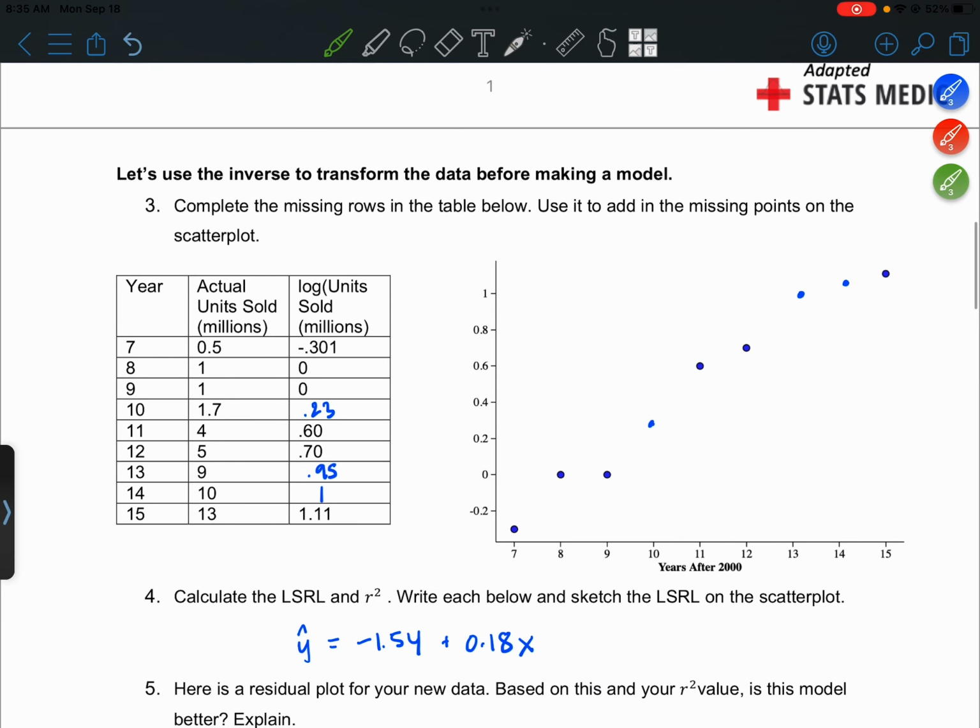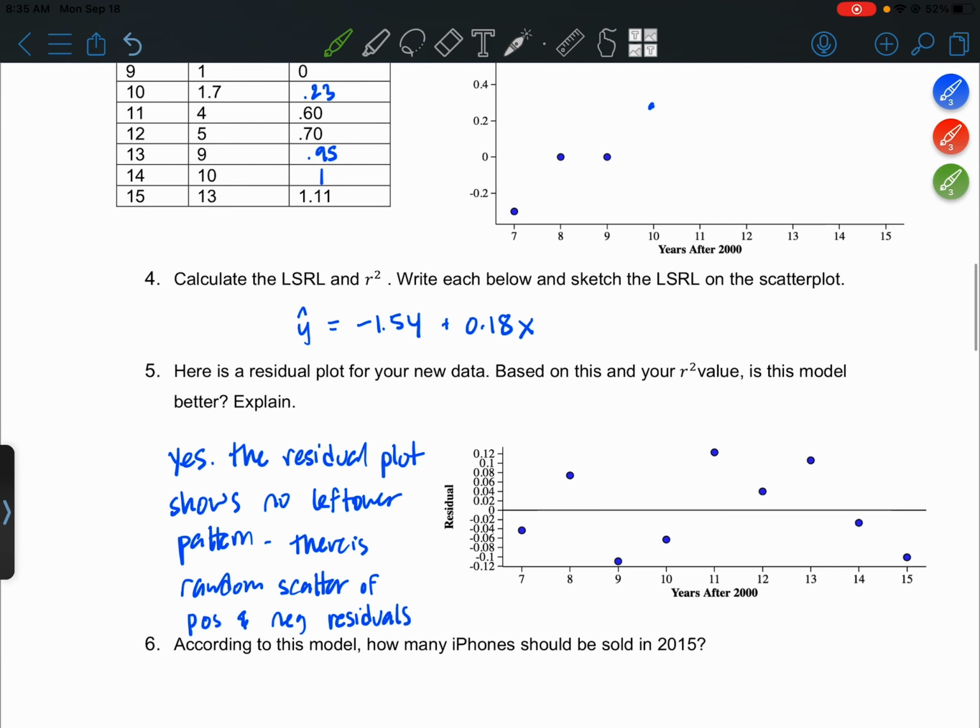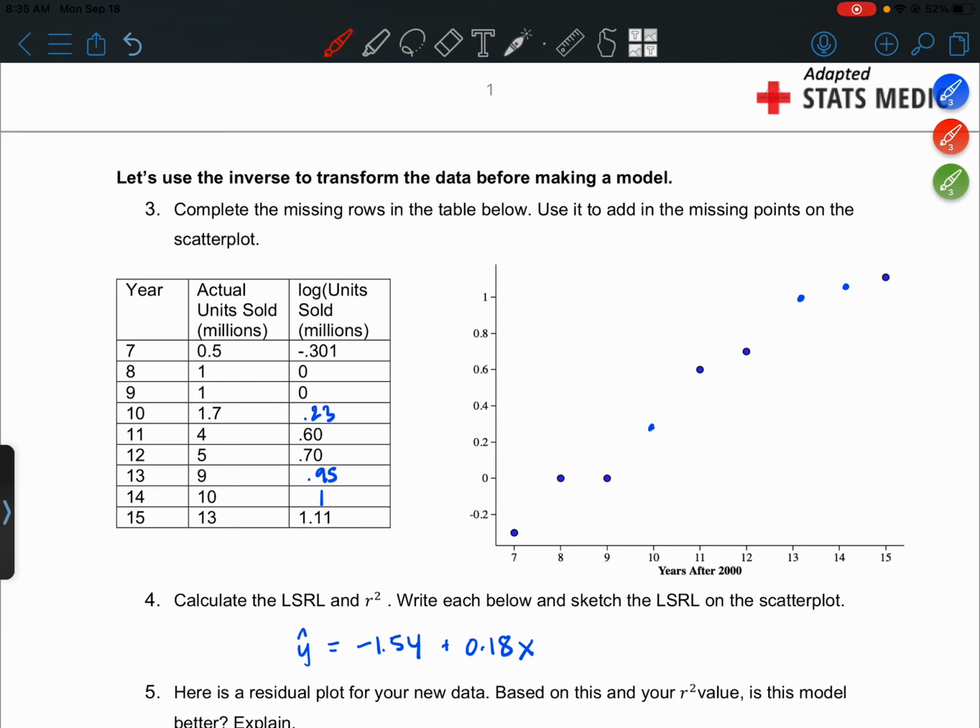All right, so you've worked on questions 3 through 6. Let's talk about it. So in question 3, you took the logarithm of the actual units sold, and then you created a new scatter plot. Now, something to notice is that we're recording the year as a single or 2-digit number now instead of a 4-digit number. And then hopefully you used the common logarithm, so that'd be log base 10 and not the natural logarithm, to get the last column of values.